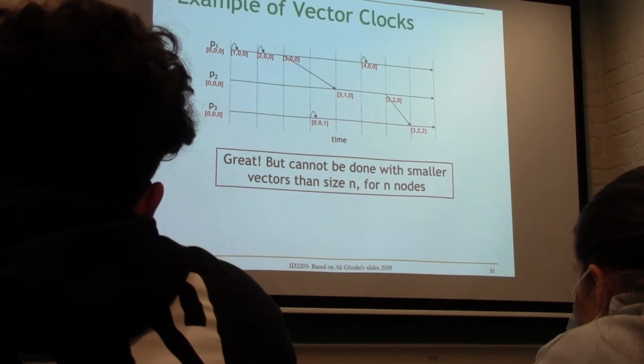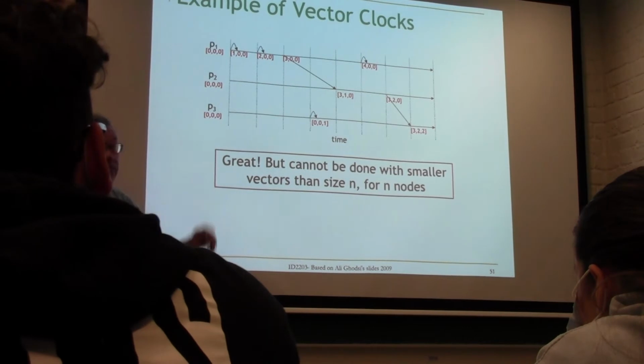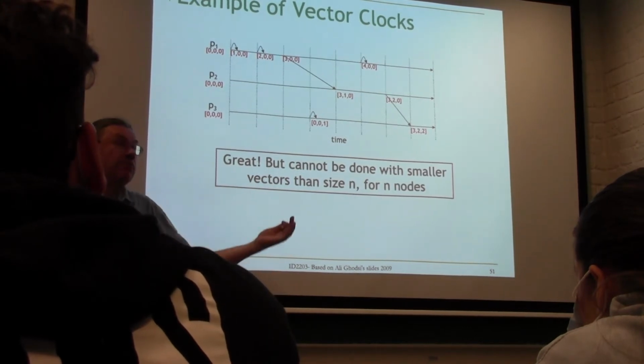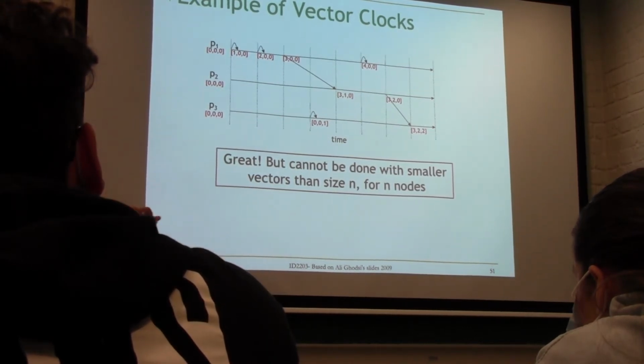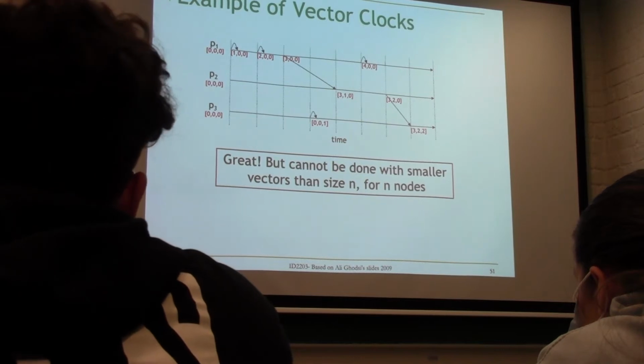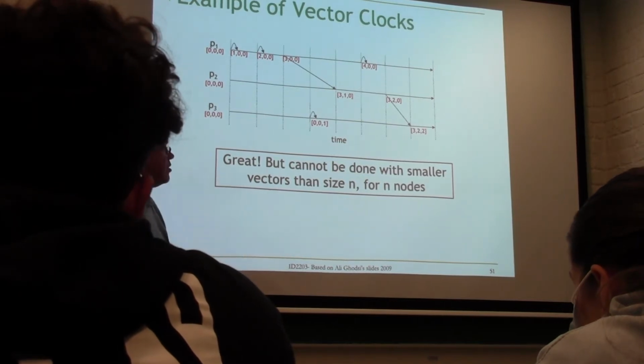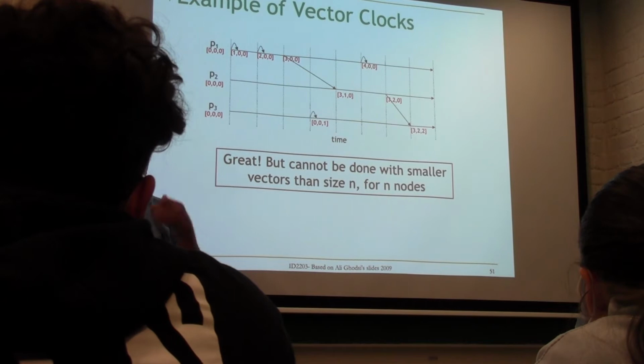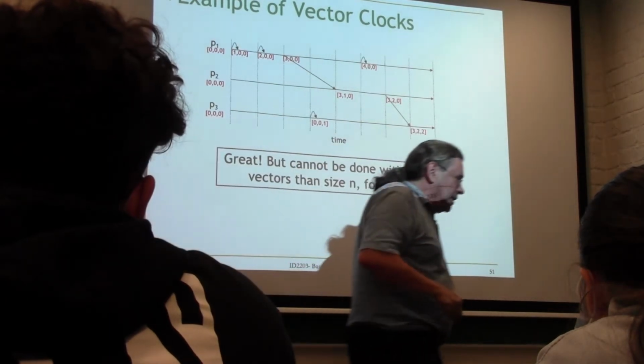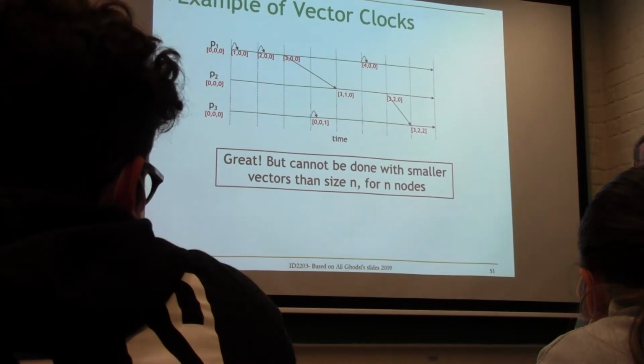Doesn't work. If you want to keep track of causality, you need vectors of size n. So if you have 100 nodes, you need 100-length vectors. Okay? Sometimes you can do tricks like build your system in a hierarchy, but at the end of the day, the vectors, you have to keep track of them.